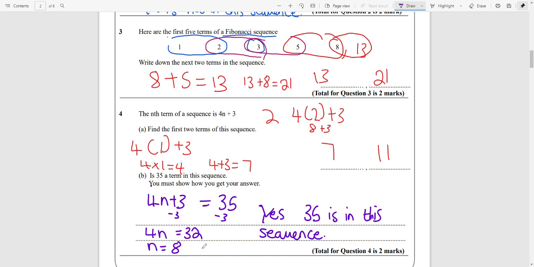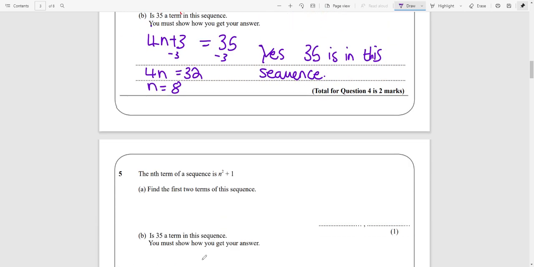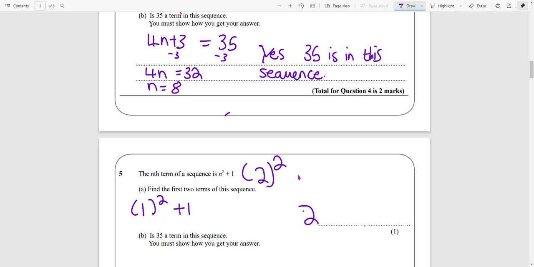Okay, question number 5. The nth term of a sequence is n squared plus 1. Find the first two terms of the sequence. So we're going to substitute 1. 1 squared plus 1. 1 squared is 1, add 1, that's going to equal 2. Now we're going to substitute 2 into it. 2 squared plus 1. 2 squared is equal to 4. 4 plus 1 is equal to 5.